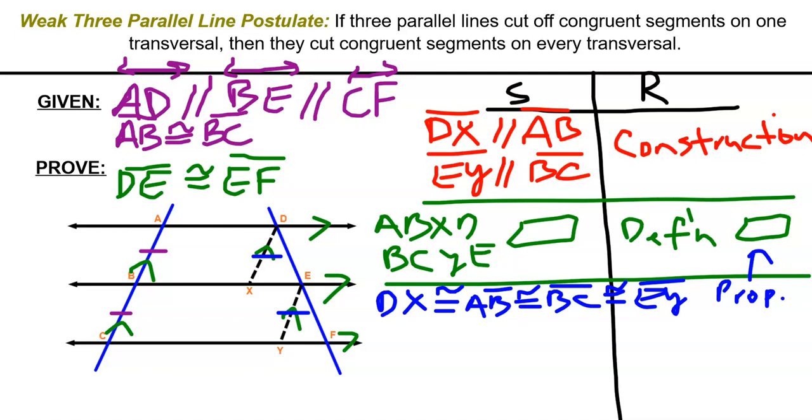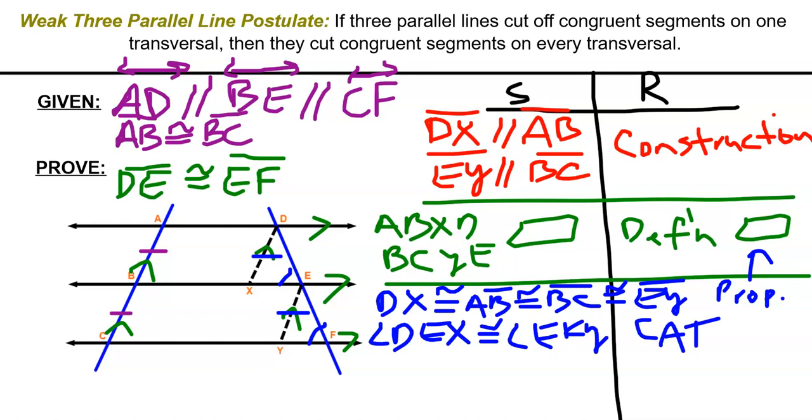Well, there are a few different things that we can do here. We know that DF is a transversal for parallel lines AD, BE, and CF. So therefore, we know that some of these angles are going to be congruent because they're corresponding angles. So that includes angle DEX being congruent to angle EFY. Why? Because of the corresponding angles theorem. And the next set of angles is not quite as straightforward, but it also involves corresponding angles.